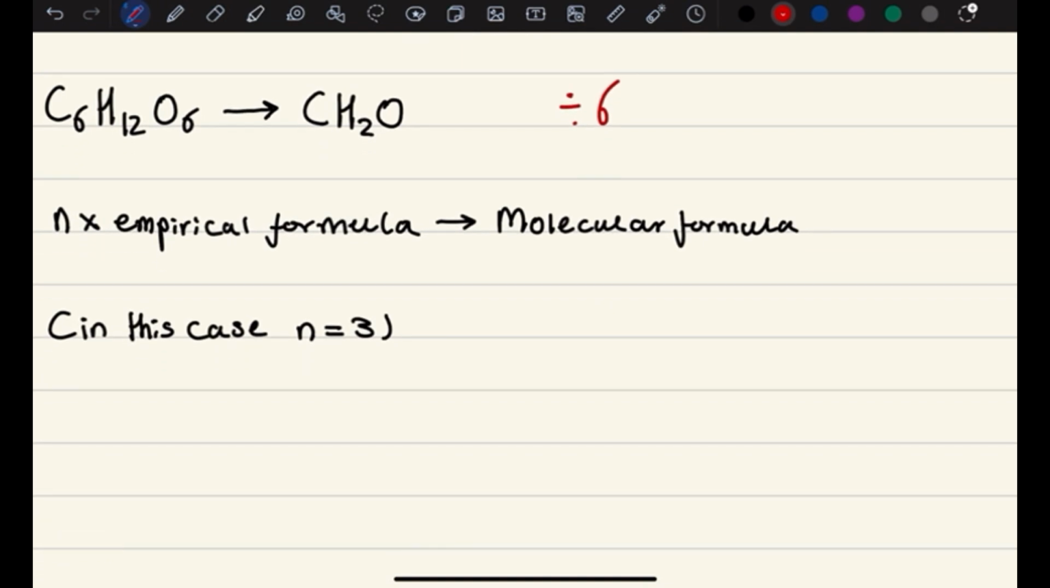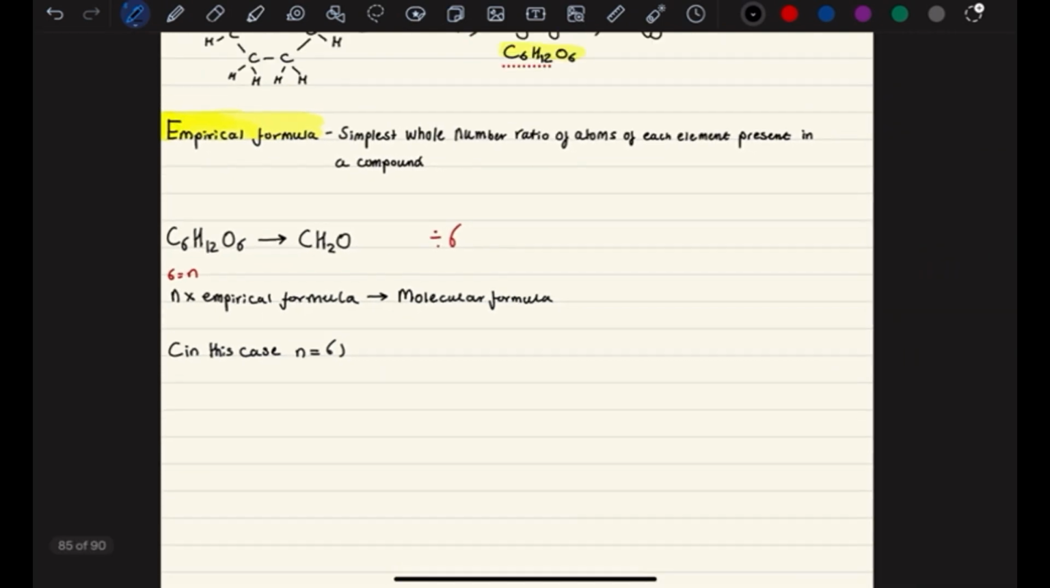Now, that number, so we said that 6 is going to be n. 6 is equal to n, so we'll write that here. So 6 equals n. So n multiplied by the empirical formula gets you the molecular formula. So that's how you work back. Just another mistake that I made there: n is not 3, n is 6. But I hope that concept makes sense.